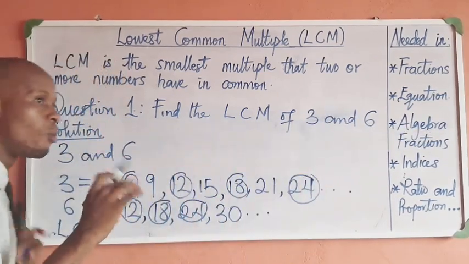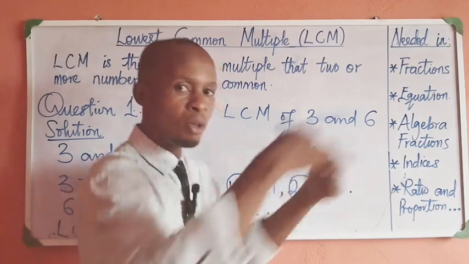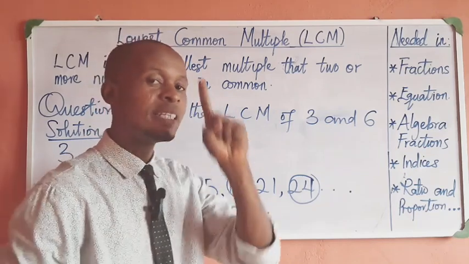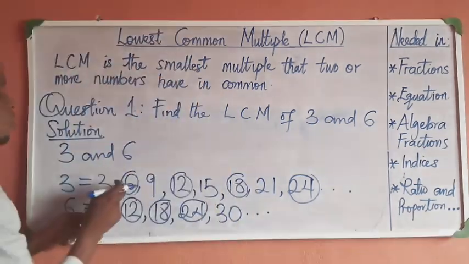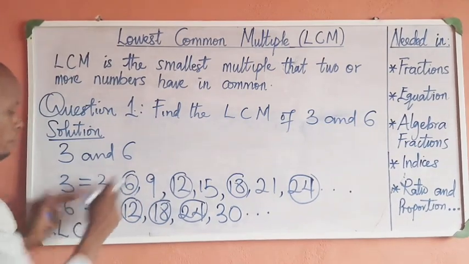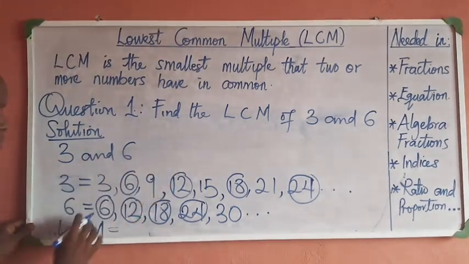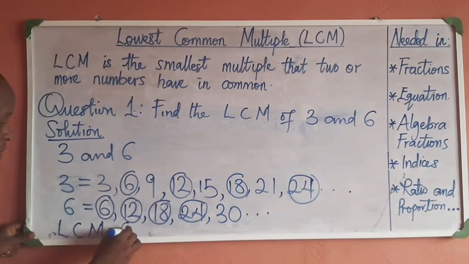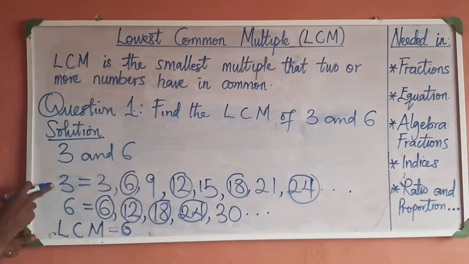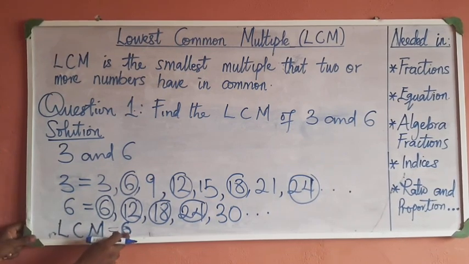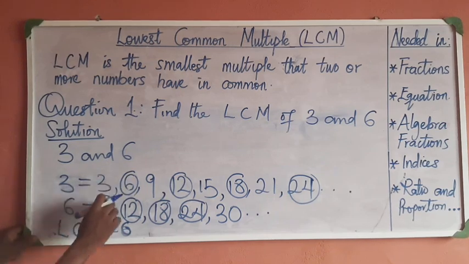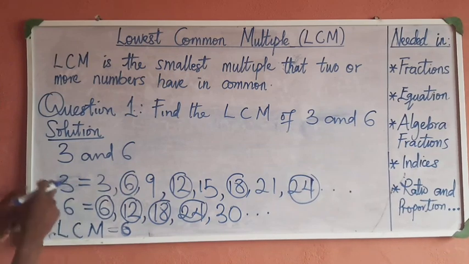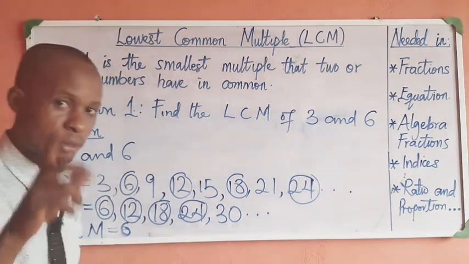But we are not looking for all the common multiples. We are looking for the smallest, the least. And the least is the first common multiple. In this case, 6 is the least. So the LCM of 3 and 6 is 6. Why? Because 6 is the smallest common multiple of 3 and 6. Let's move to another question.